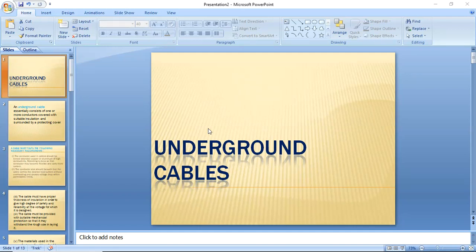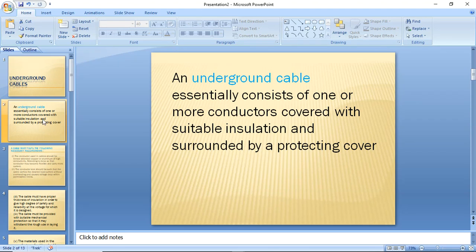Today we are going to read about underground cable. First we'll define what an underground cable is. An underground cable is an essential that consists of one or more conductors covered with suitable insulation and surrounded by a protective cover.